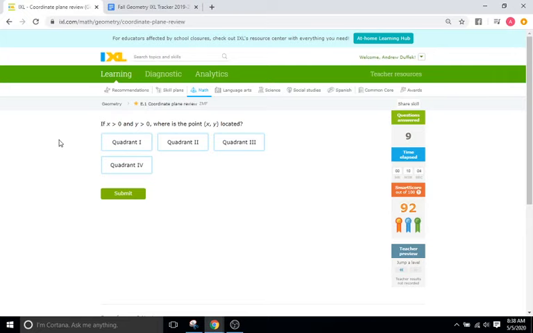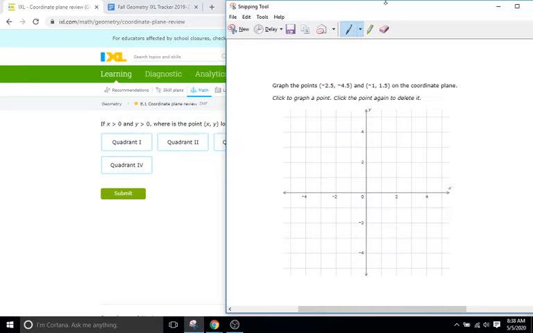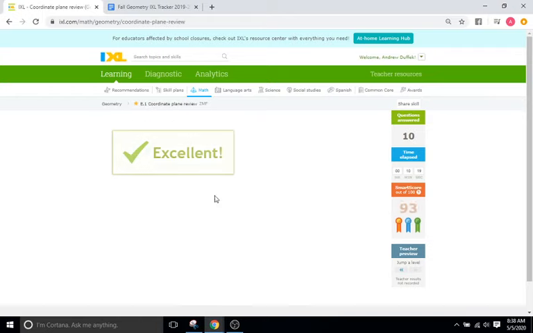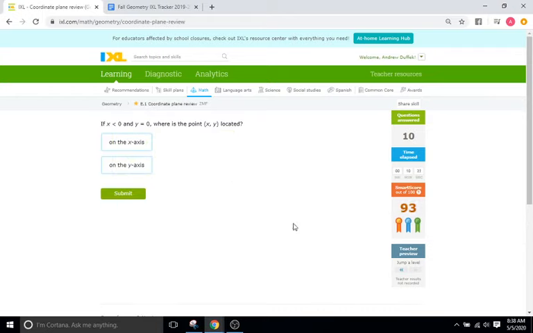Actually, I'll just do this one more. So x is greater than 0, y is greater than 0. Where is the point located? Okay, so you know x has to be greater than 0 and y has to be greater than 0, so we already established that's going to be quadrant 1. Okay, that's where I'm going to stop.